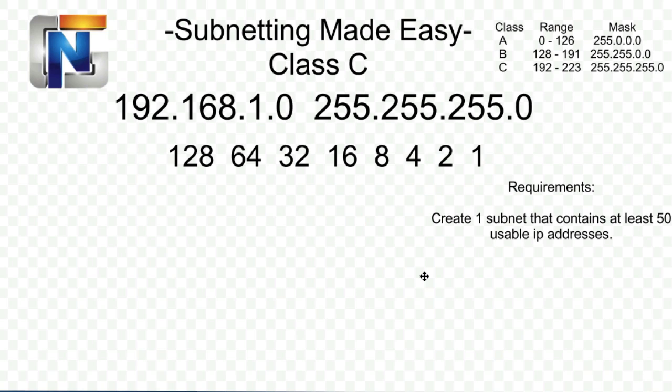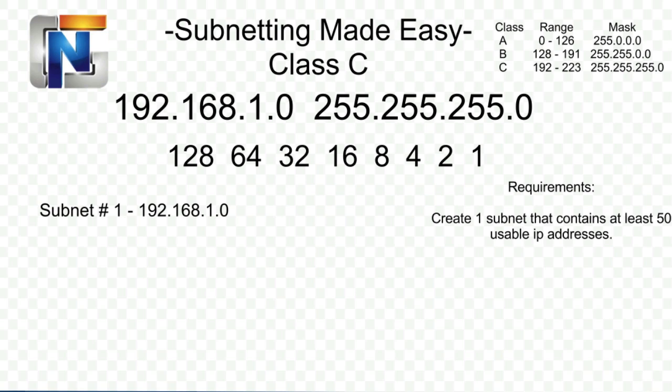So where do we begin? Well, we have our given network ID of 192.168.1.0. What that tells me is no matter what, that's going to be the ID of the very first subnet. So I'll go ahead and throw that up there. The very first subnet is going to be 192.168.1.0. We haven't determined the mask yet or anything, but we know that that is going to be the first subnet ID.